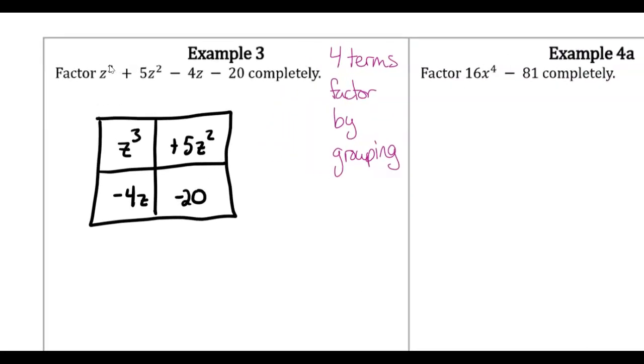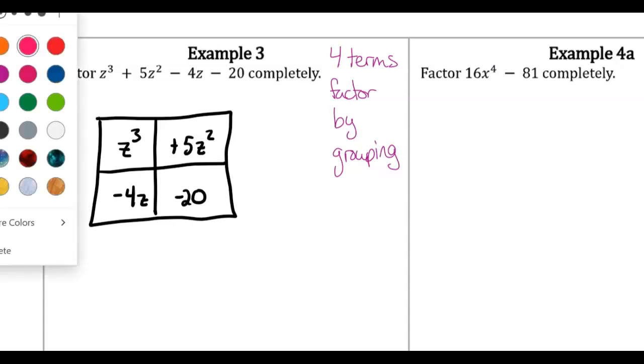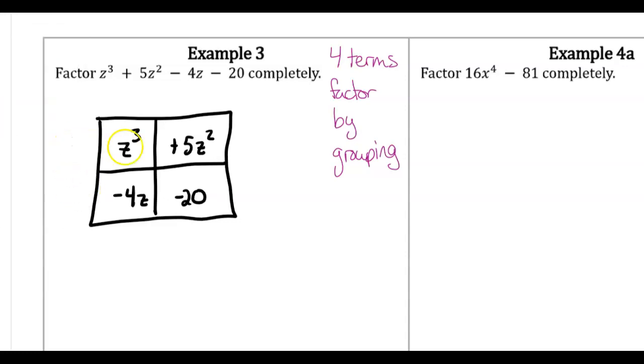Okay, so what you do is you try to find the GCF of each row. What comes out of z cubed and 5z squared is z squared. That's the greatest common factor. What comes out of negative 4z minus 20 is negative 4. Remember, if this box is negative, you pull out a negative. If this box is positive, you pull out a positive. It controls it.